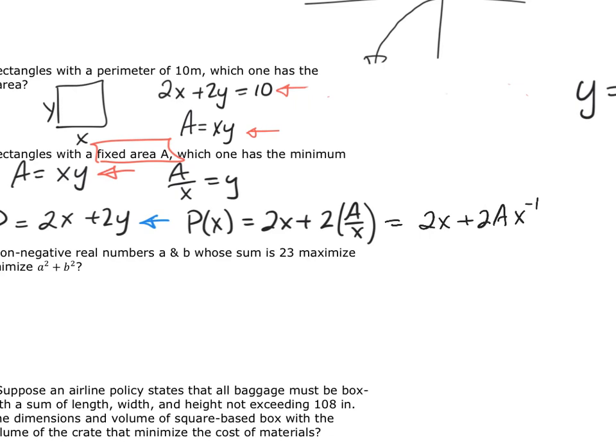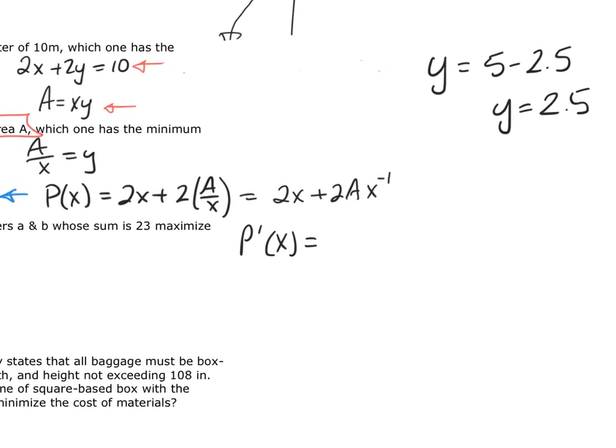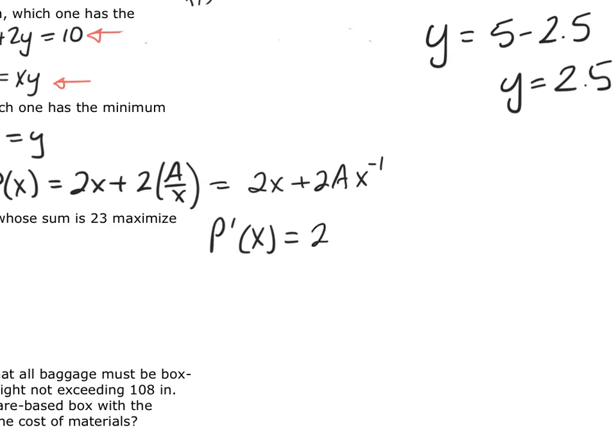No, because it's just going to be a constant, so it won't matter. So I'm going to rewrite this as 2x plus 2a x raised to the negative 1. Makes my derivatives a little bit easier. So when I do the derivative, p prime of x, what did you all get? P prime of x is equal to what? 2 minus 2a x raised to the negative 2, is that right?